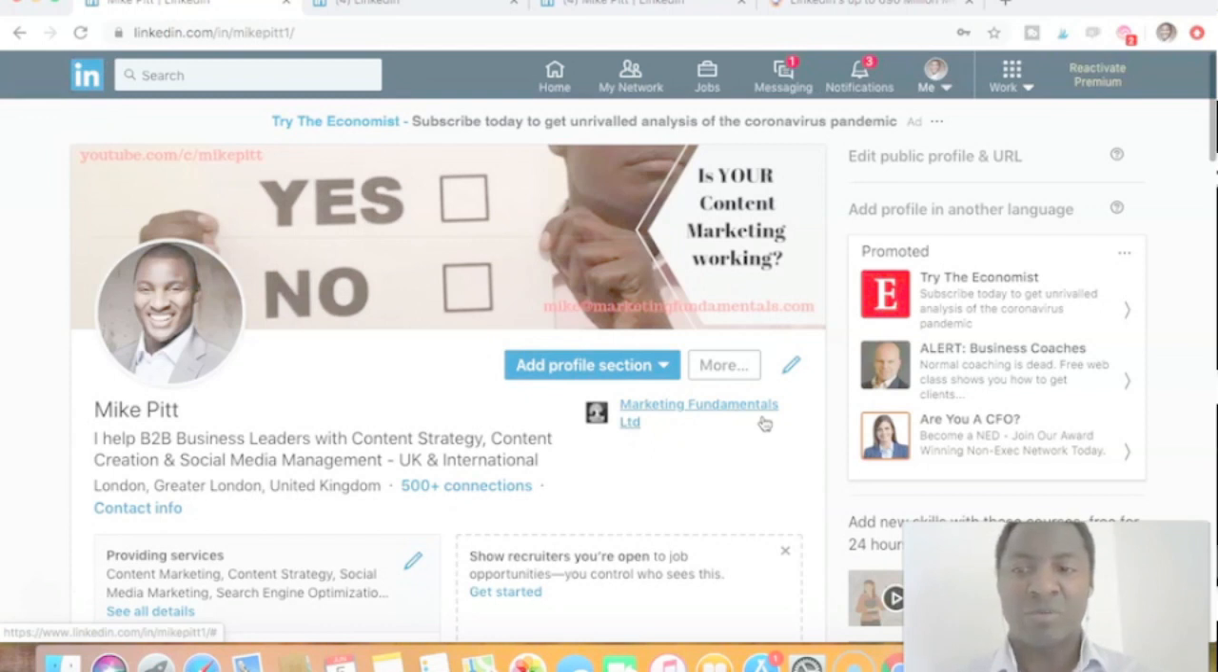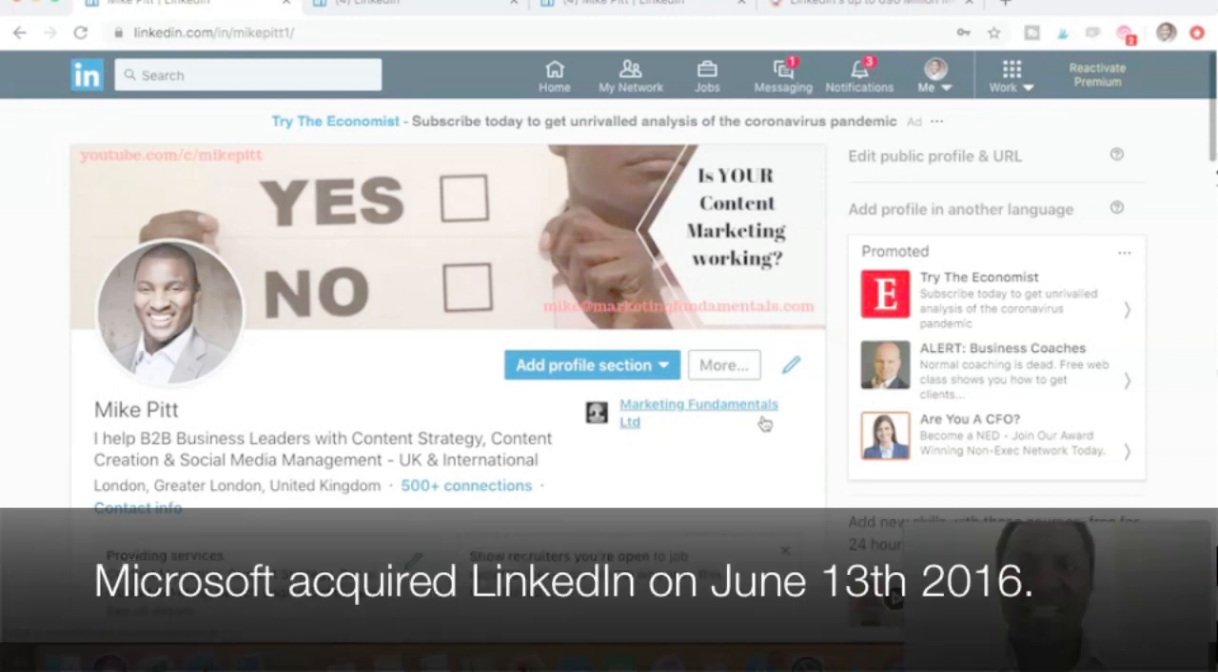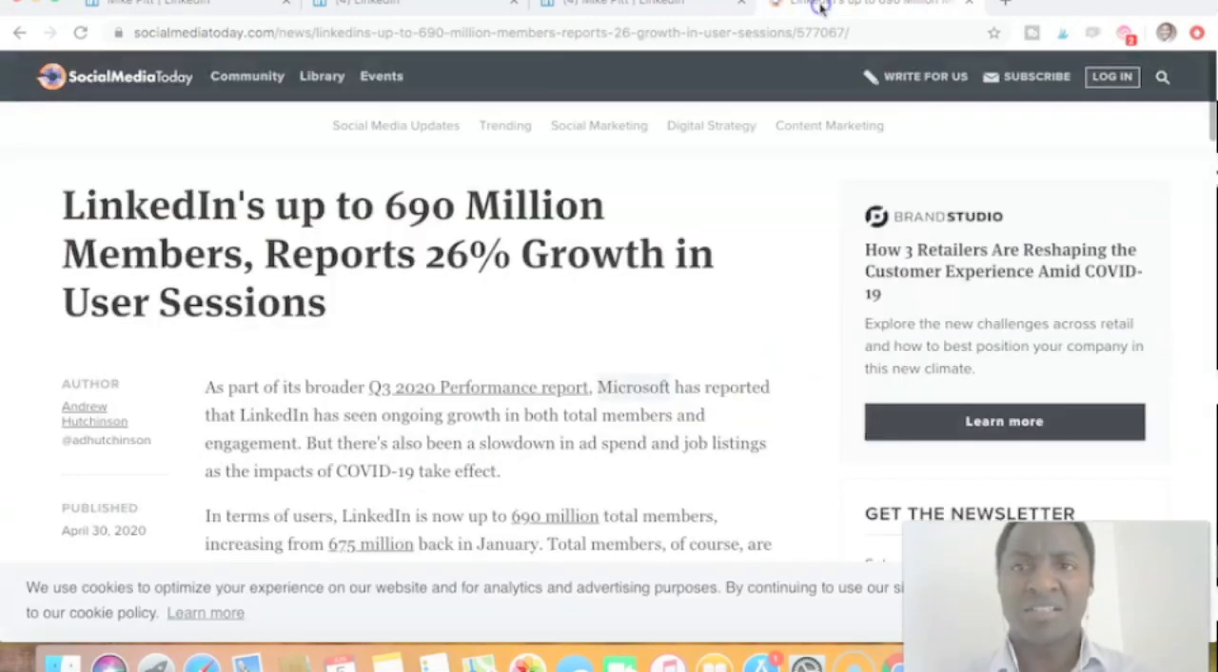LinkedIn is a premier platform for B2B businesses. Since its acquisition by Microsoft in 2016, LinkedIn has experienced exponential growth. This article on Social Media Today says LinkedIn is up to 609 million members. I think at the point it was acquired, it was about 550 million. During this current lockdown period, there's been a 26% growth in user sessions. LinkedIn is hot. It's vital for B2B businesses.